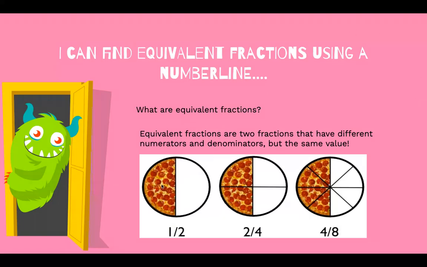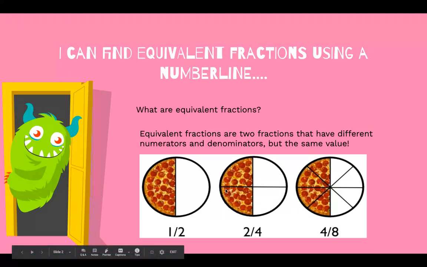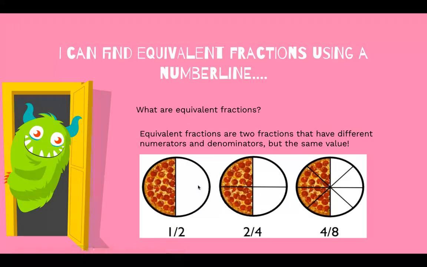This first pizza has been cut into two slices. One out of two of those slices is filled with cheese and pepperoni, the good stuff. Here in the next example, that slice has been cut into more pieces. I still have the same value, the same amount of pizza covered with cheese and pepperoni, but now I have more slices. You'll notice that the more slices I get, the smaller the pieces become.